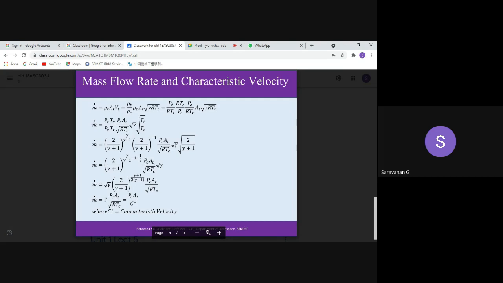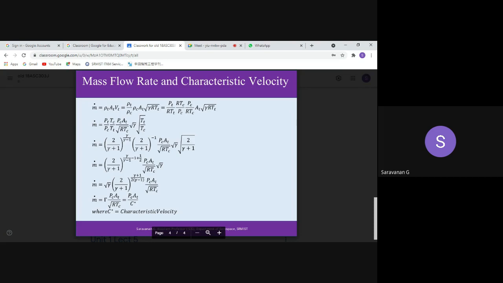You have to start with the expression: T naught by T equal to what? That is very simple, I am repeating the formula again. T naught by T is equal to 1 plus gamma minus 1 by 2 into M squared. That is one formula. Use that to get the Mach number. If you substitute Mach, it becomes one formula.